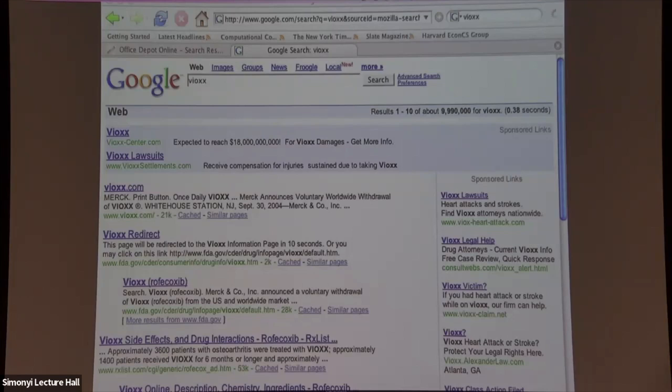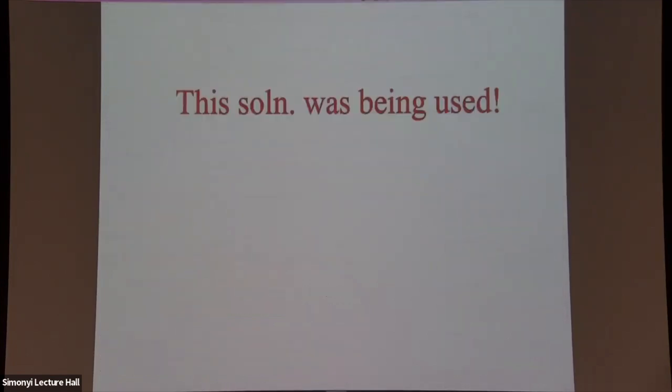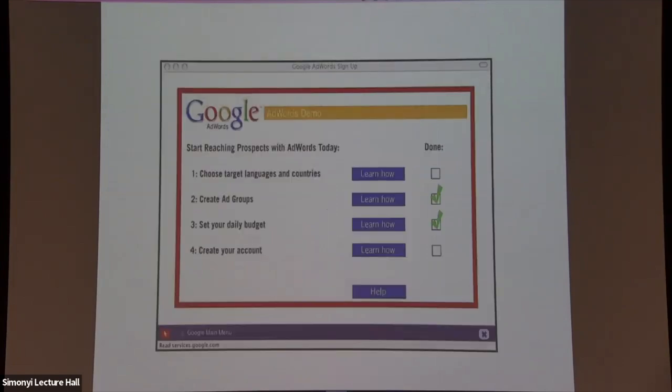Does the pricing mechanism matter, in the sense that you said you give it to the highest bidder? Is it just first price? If you were displaying only one ad, which is the simple thing to think about, that's what you would do. But even though that solution was being used, there's a problem. The matter is not as simple as that.